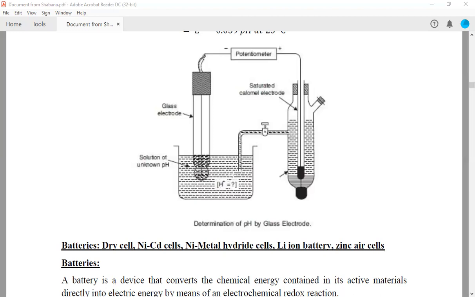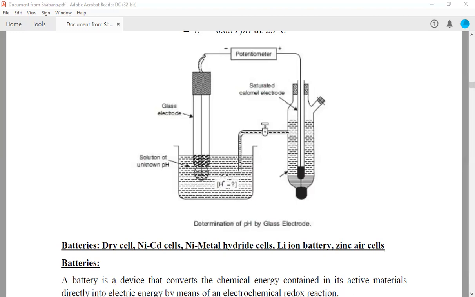The potential difference, or the boundary potential difference at the interface, is the result of the difference in the potential, that is E1 minus E2, developed across the gel layer of the glass membrane between the two liquids. The boundary potential is related to the concentration of the solution inside the glass bulb, C1, and the concentration of the external solution, C2, into which the glass bulb is dipped. It is given by the relation E1 minus E2 is equal to RT by nF ln C2 by C1.